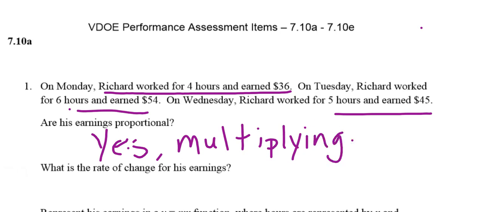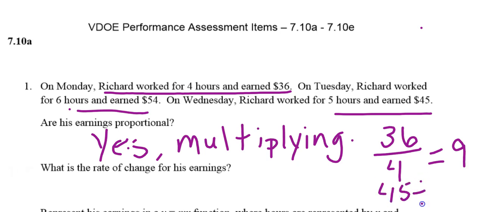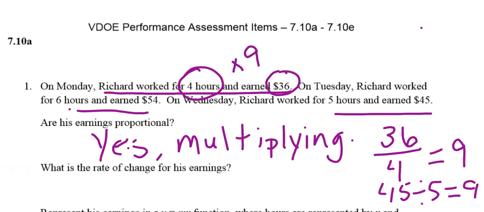Because the relationship between, so if we take 36 and divide it by 4, we get 9. If we take 45 and divide it by 5, we get 9. So each time the relationship between hours and money is a times 9 relationship. So the rate of change then, we just calculated by talking about the proportionality.